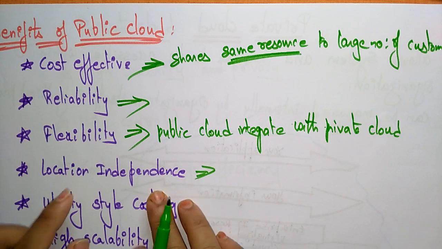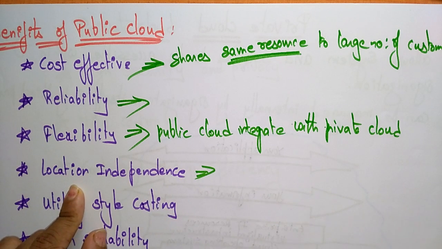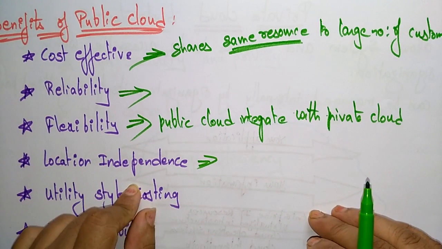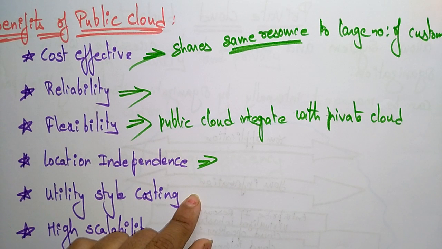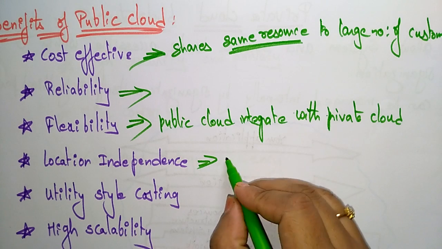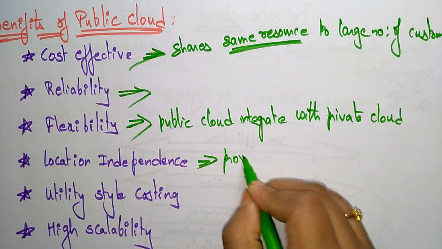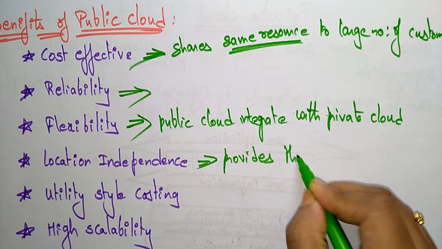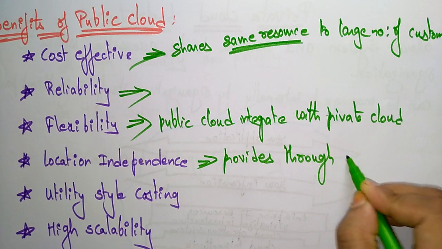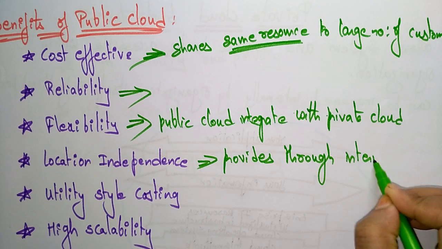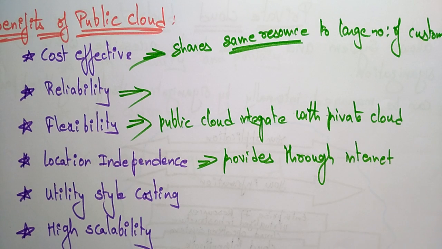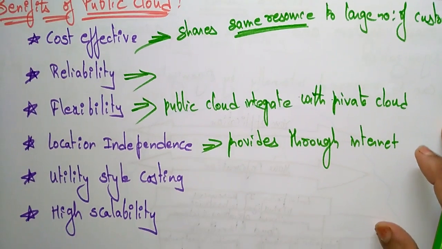Now coming to location independence. How can you say this public cloud supports location independence? Because the public cloud services are delivered throughout the internet, ensuring location independence.